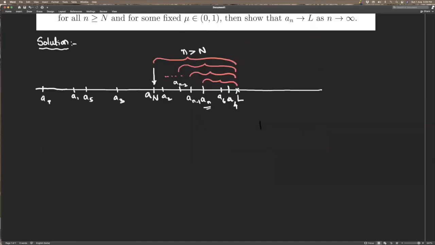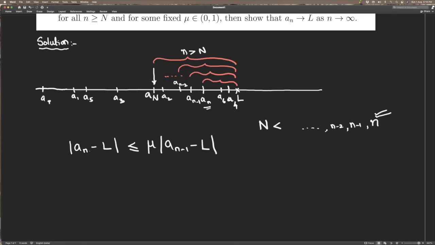What you do is you take your small n very large so that n minus 1, n minus 2 and so on are all greater than capital N. Now you apply the given condition to this small n that you have chosen. The condition obviously will hold for that n because small n is greater than capital N. Therefore, the distance will shrink like this: mu times mod a_(n-1) minus L.